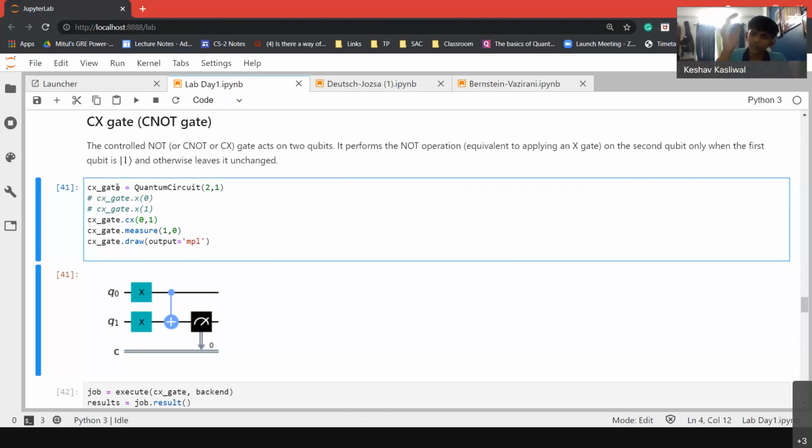So 0 is for the first qubit. It infers that the first qubit is the control, and the second qubit is the target qubit over here. So that is what it is now.